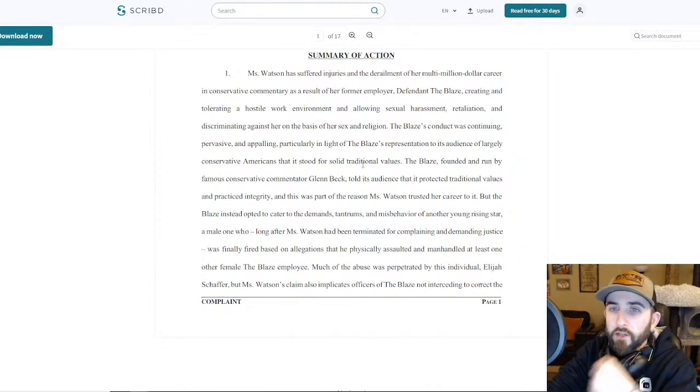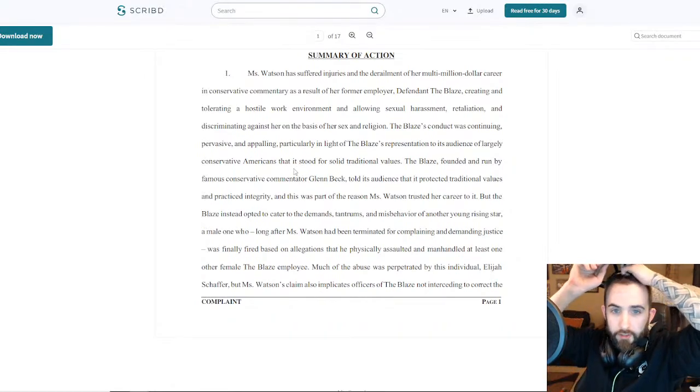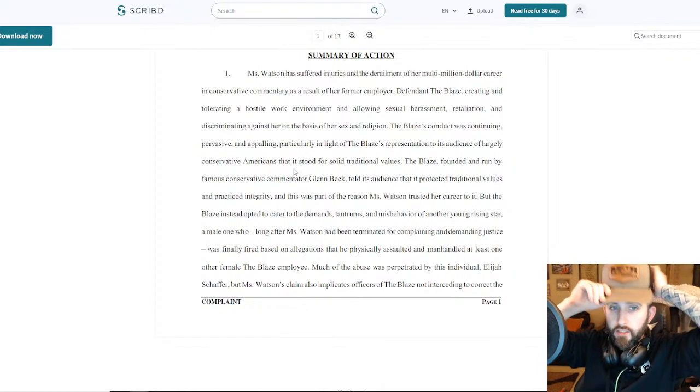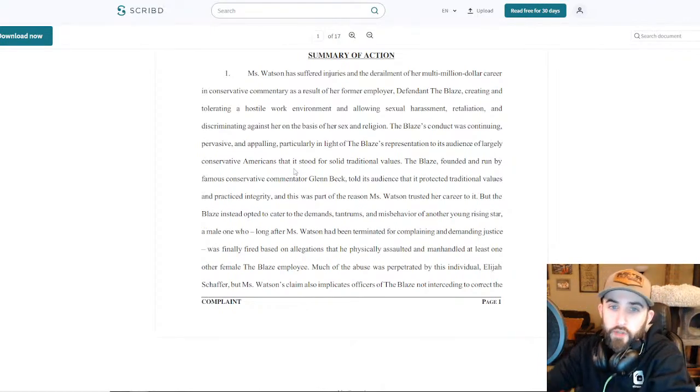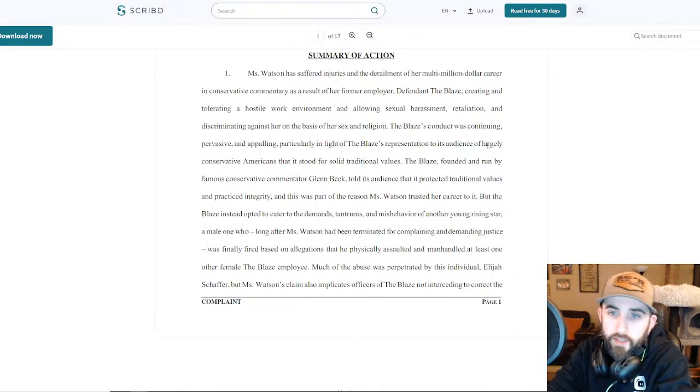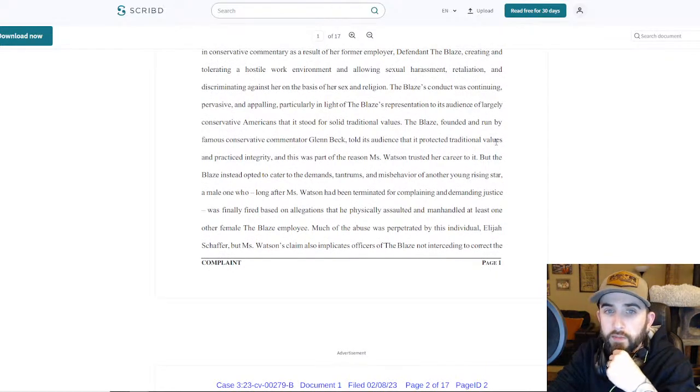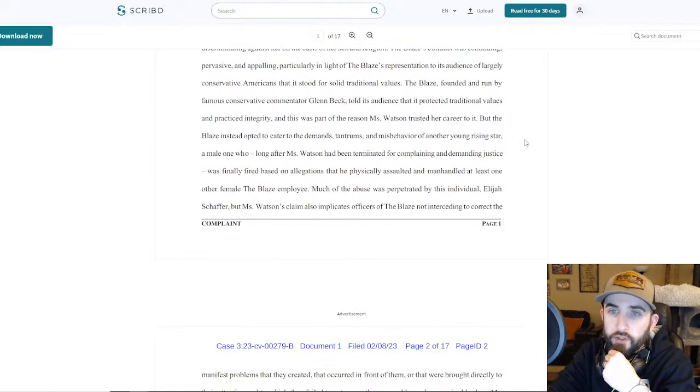The Blaze's conduct was continuing, pervasive, and appalling, particularly in the light of The Blaze's representation to its audience of largely conservative Americans that it stood for solid traditional values. The Blaze, founded and run by famous conservative commentator Glenn Beck, told its audience that it protected traditional values and practiced integrity, and this was part of the reason Miss Watson trusted her career to it.